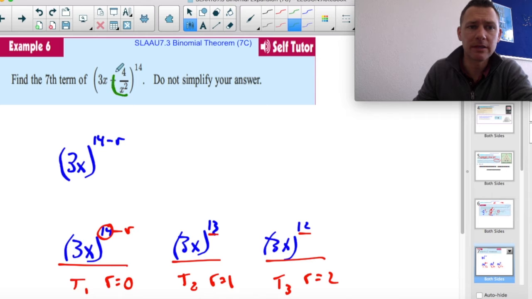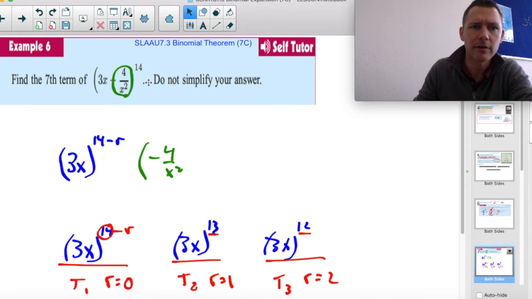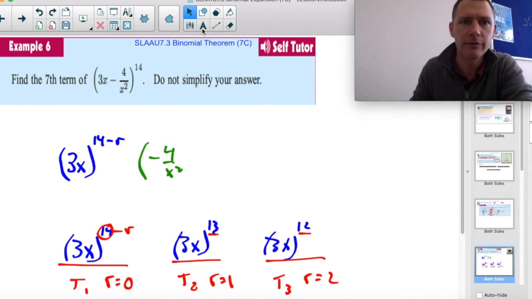In this next piece, I'm going to put it in parentheses, negative 4 over x squared. There's a negative in there, I assure you. I assure myself, because you're not here.